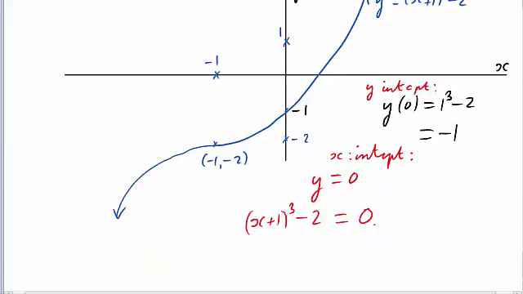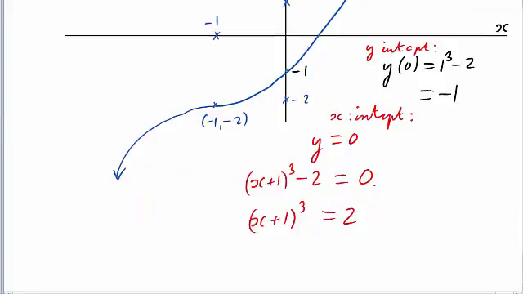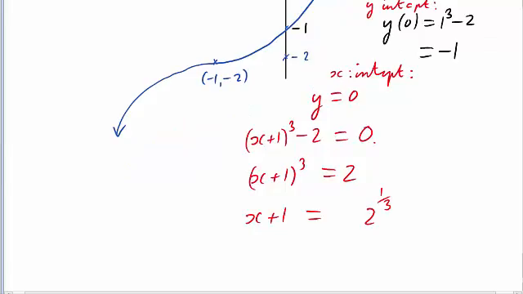It's not hard. We just need to move the 2 to the other side of the equation and then take cube roots and then adjust the whole equation again by shifting the 1 to the other side. Here's the first step. Then the second. Remember, the 1/3 power means the cube root. And then finally subtract the 1 to get x equals the cube root of 2 minus 1.